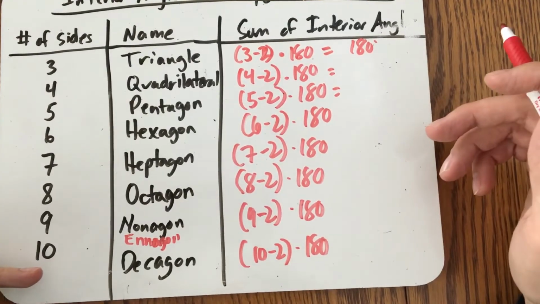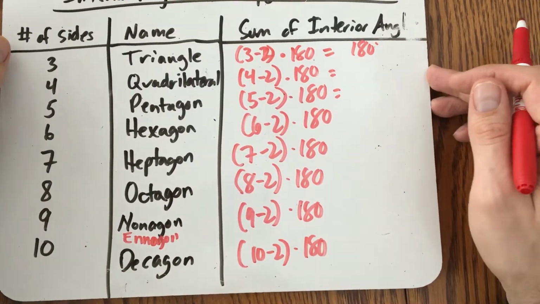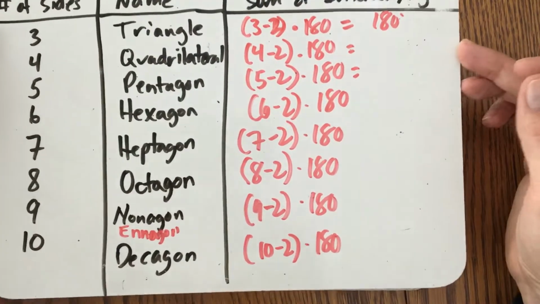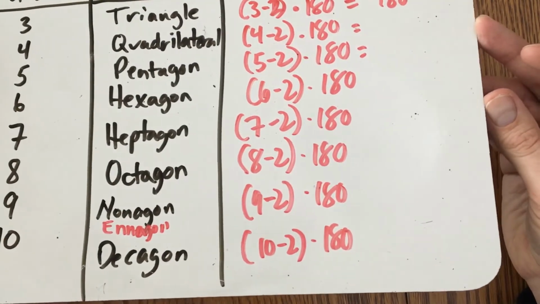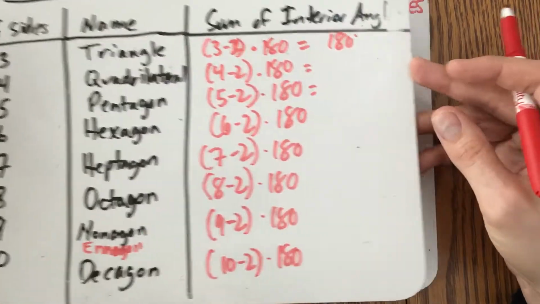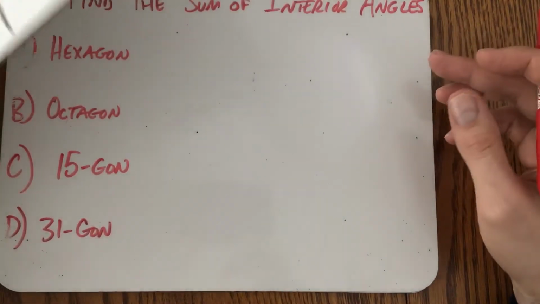Now, what if it's higher than 10? We have nice names for anything that goes up to 10, but for anything that's more than 10, they'll just call it a 12-gon, or an 18-gon, or a 37-gon, or a 62-gon. They'll just use the number to tell you how many sides, because it's not like they have a name for every single one that they want you to memorize. That would be a little bit ridiculous.